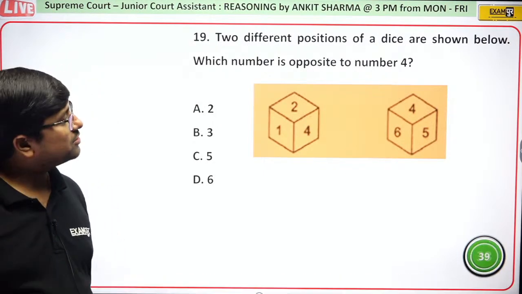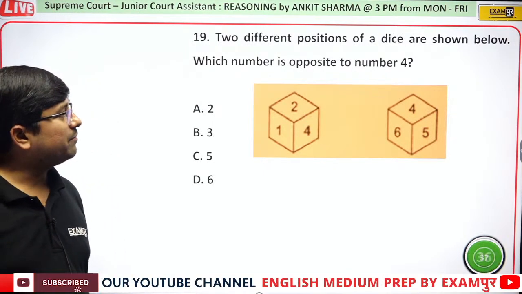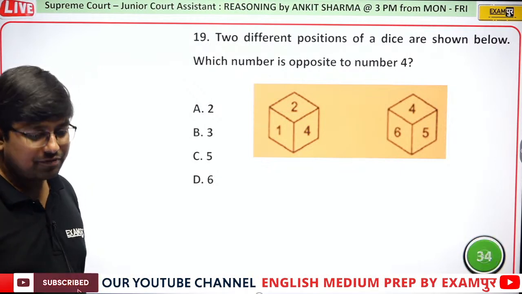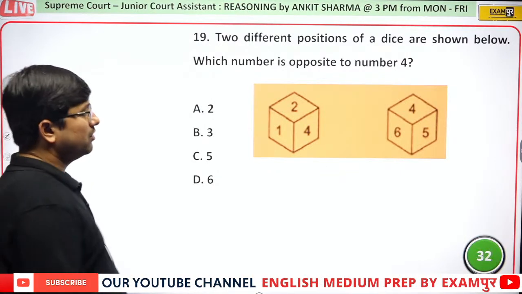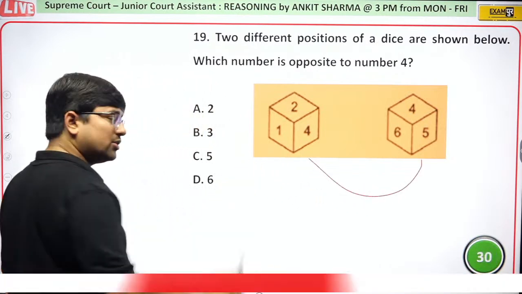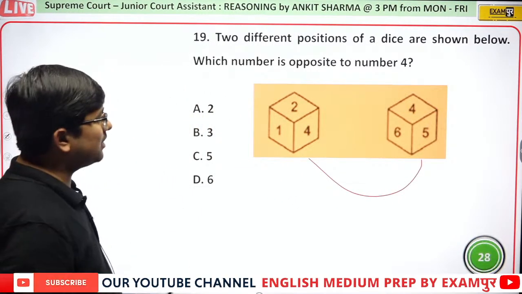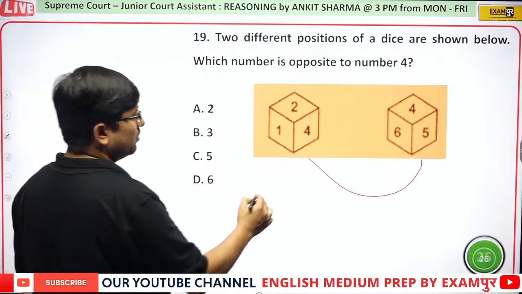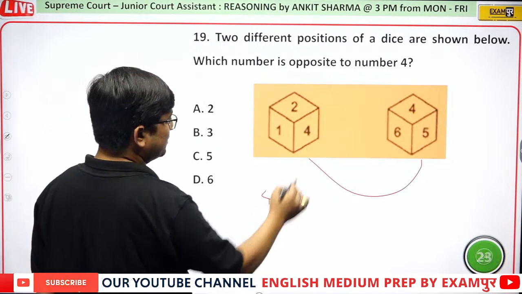Two different positions of a dice are shown. Which number is opposite to number 4? Now again, two positions of the same dice, and they have exactly one common face, and that is 4. So let us start with this common face itself, that is 4.